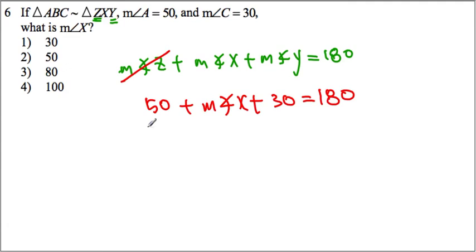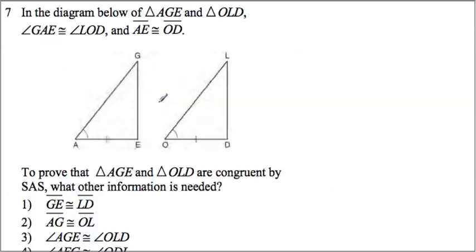So in this case, when you subtract 50 and 30 from both sides, then we get to realize the measure of angle X must be equal to 100 degrees, which is choice number 4. Let's look at number 7 here.